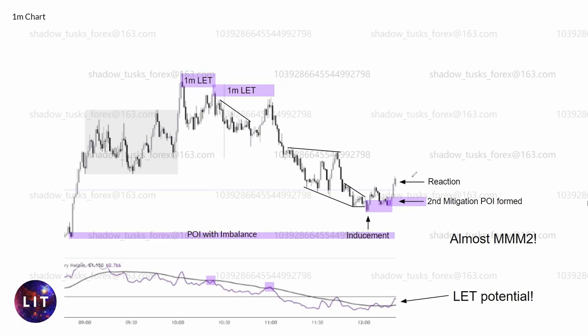So this trade in itself, the second one, would be far nicer in that sense than the first initial mitigation. And this is why, if you're not confident to take the initial mitigations, wait for the entry helper confirmations, whether that's the EDMs or the LETs. So let's see how price then reacts.